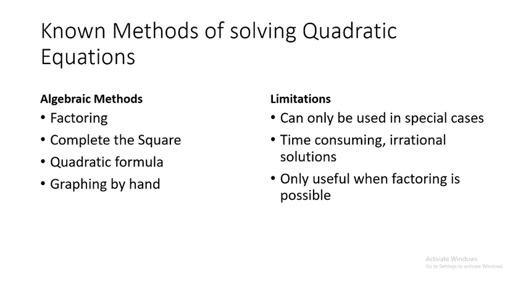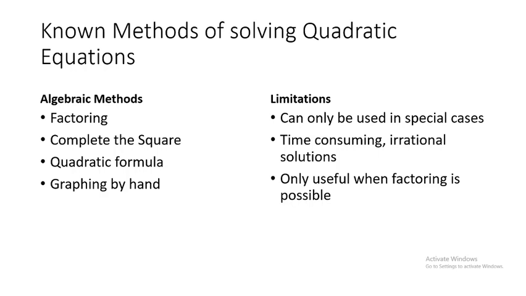We can do so algebraically by factoring, completing the square, quadratic formula, or graphing by hand. Each one of these methods can be used, but there are certain limitations to each one. For factoring and graphing by hand, those two only work in special cases when the b values and the c values of the given quadratic equation allow for that to happen.